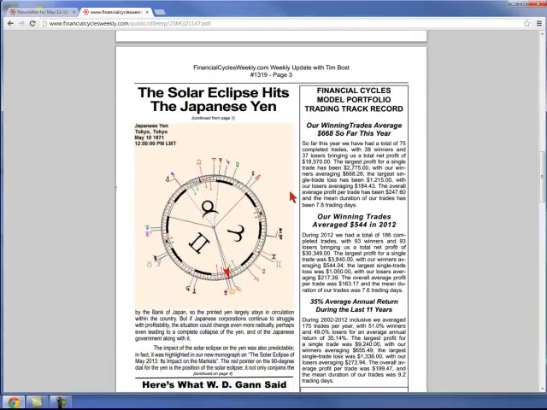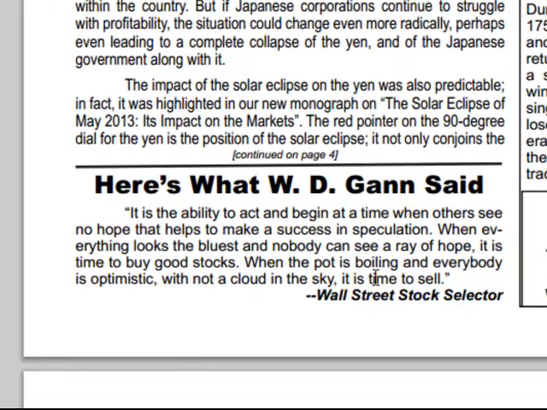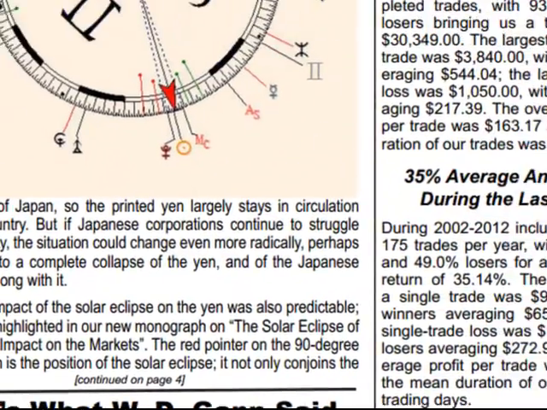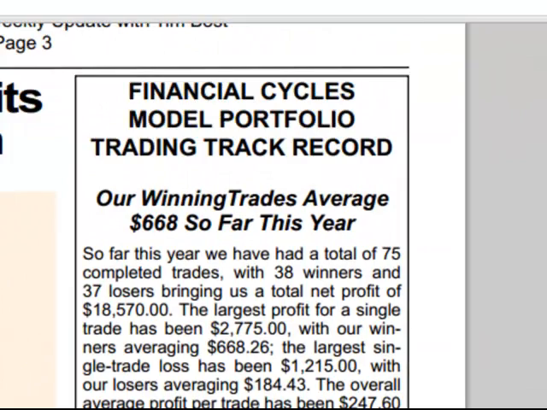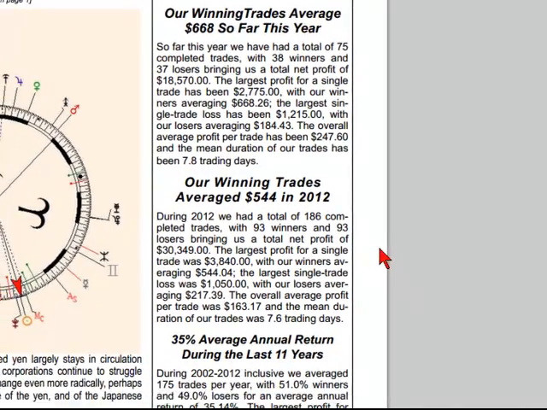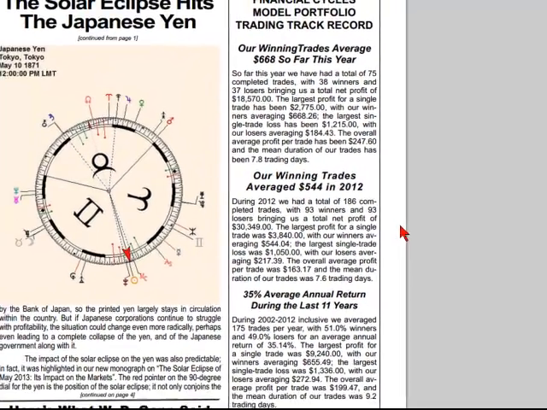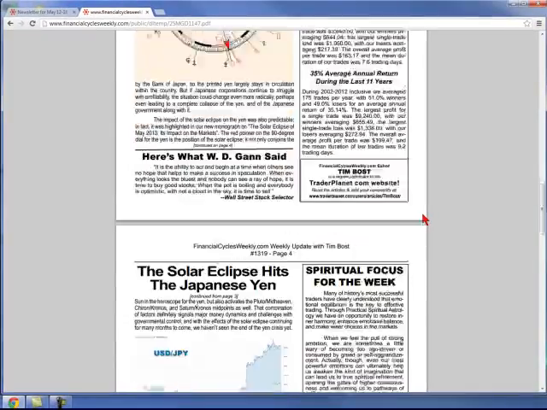Now, on the third page, we will continue our articles. Typically, this is where we put the weekly quote from W.D. Gann. We like to reference his thinking as we go along. And on the right-hand side here, we have the Financial Cycles Model Portfolio Trading Track Record. This will give you the information about what's going on with the trading record so far this year, a summary of the previous year's results from our trading, and then over the years since we began tracking the model portfolio on a week-to-week basis, going back to 2002, what the overall record has been as well. So that's another of the features in the newsletter.